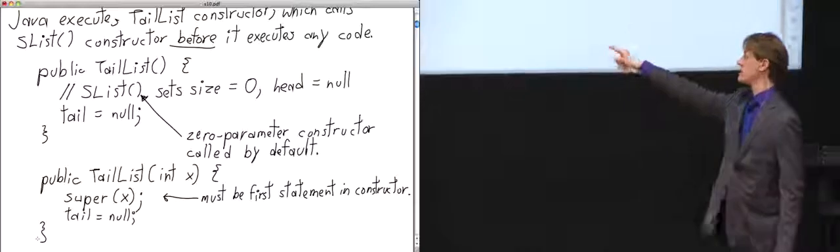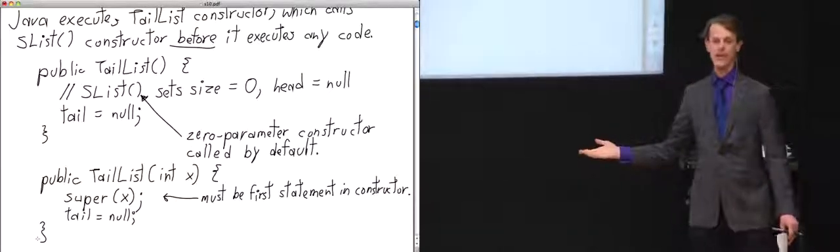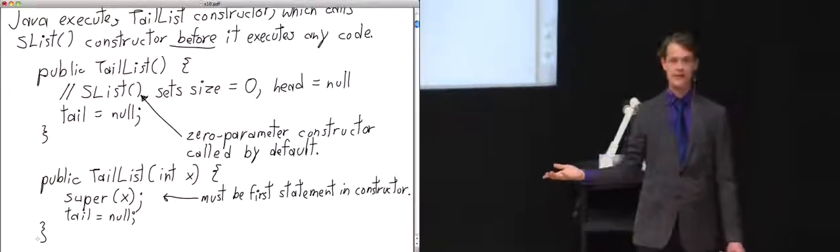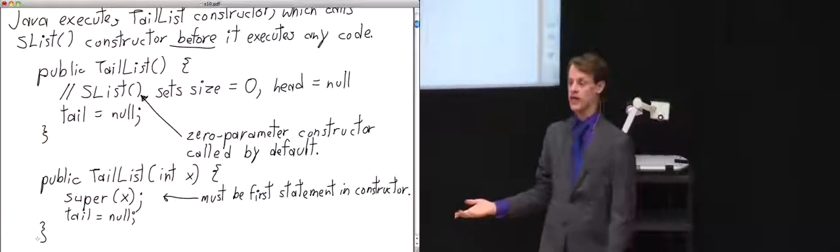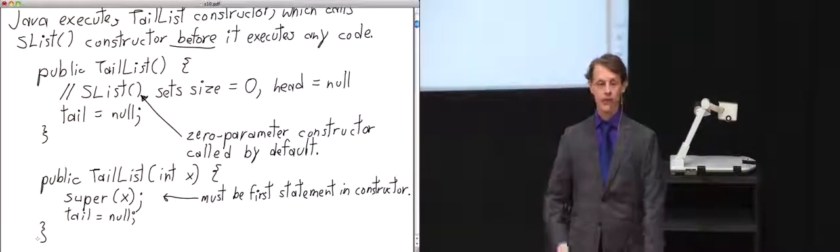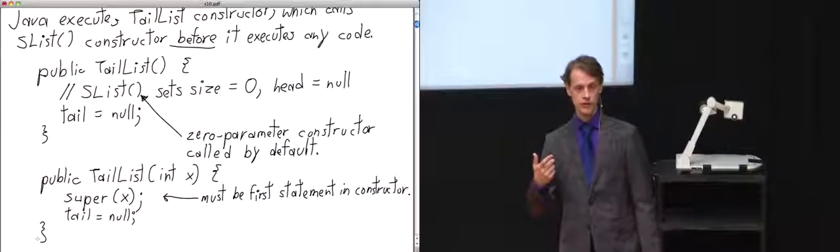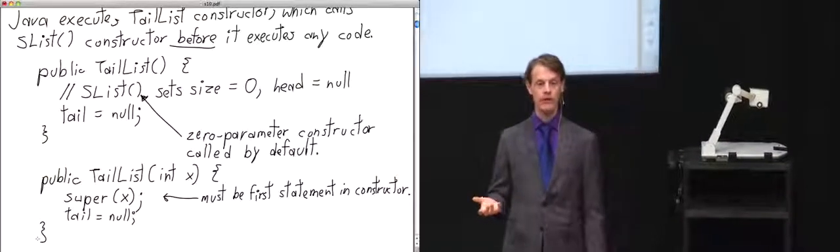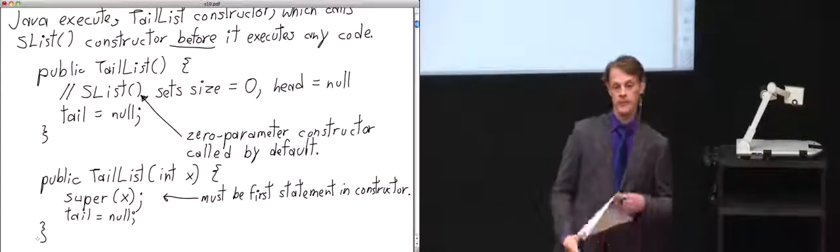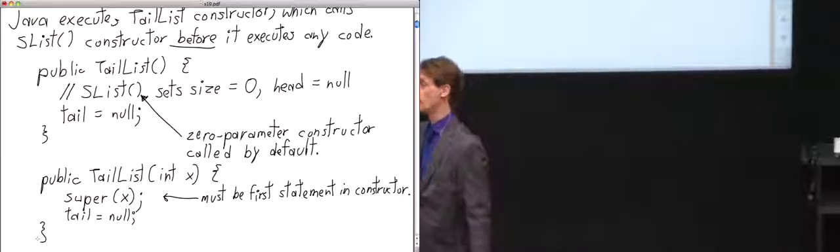Absolutely. So the question is, in these constructors, suppose you don't like what the superclass sets head and size to. Can you change them? Absolutely you can. You can't stop the S-list constructor from originally assigning the wrong values, but you can replace them right away. Other questions?